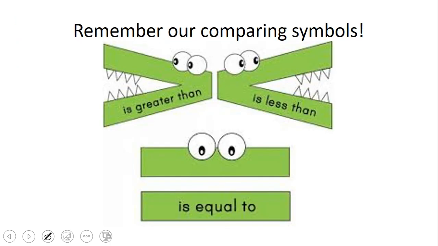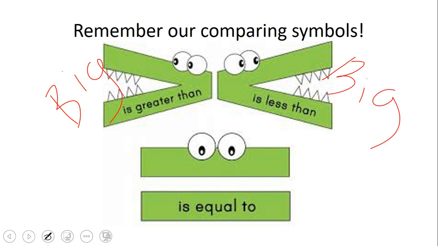The last thing we did was compare our fractions. So remember that Gary and Erie, they like to eat big numbers and they like to ignore the small. So their mouths are always open to the big ones.